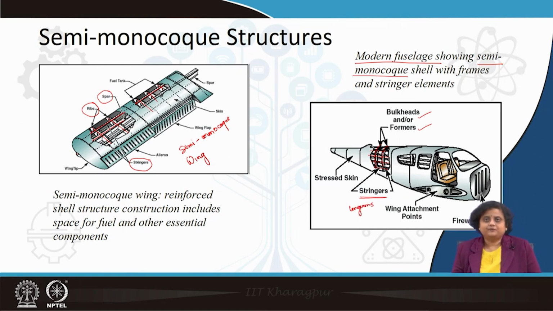So, these two figures give you a fair idea about how the semi-monocoque structure looks in modern-day aircraft, for a wing as well as for a fuselage. Similar semi-monocoque structures are seen in other components of the aircraft also. If an aircraft has a tail-like structure, the tail also has this kind of semi-monocoque design.